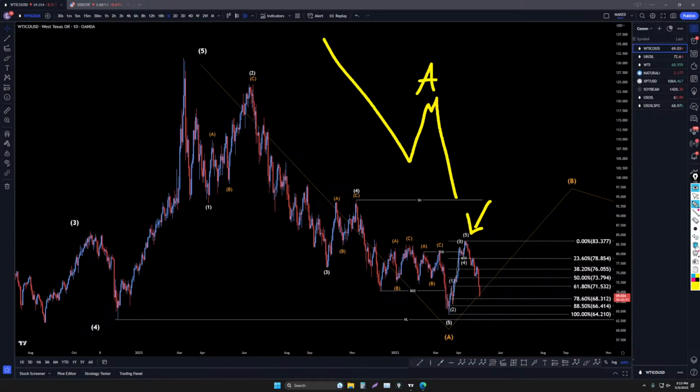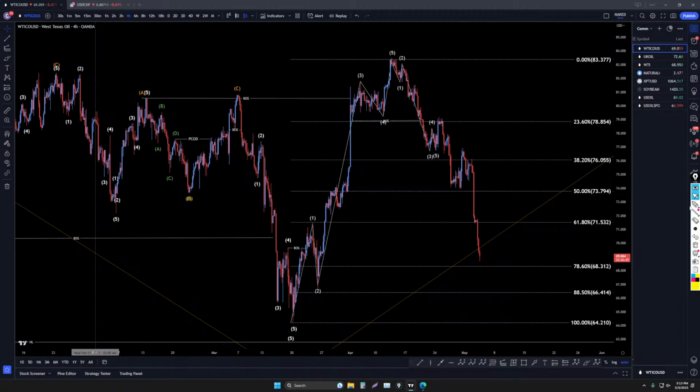That definitely looks like a motive wave correction to me. 4-hour time frame going down nice and strong. We got a nice trend right there. Looks like a 1. This looks like a 2. This is probably a 1, 2, 3 of 3. We are for sure in a wave 3 right now, and I honestly think it's probably going to keep going down, probably going to make new lows.